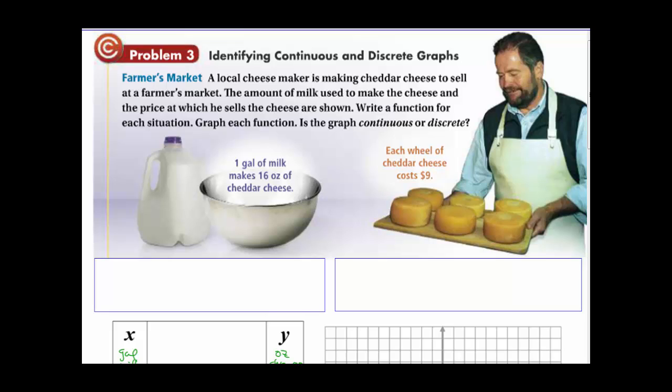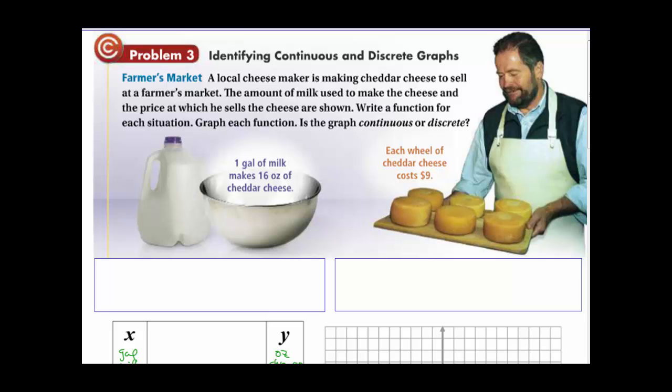I have $0, $1, $2. There are 10 people in the classroom. There are 28 desks in the classroom. You cannot have 28.5 desks. Okay, so that's a little bit of continuous and discrete.